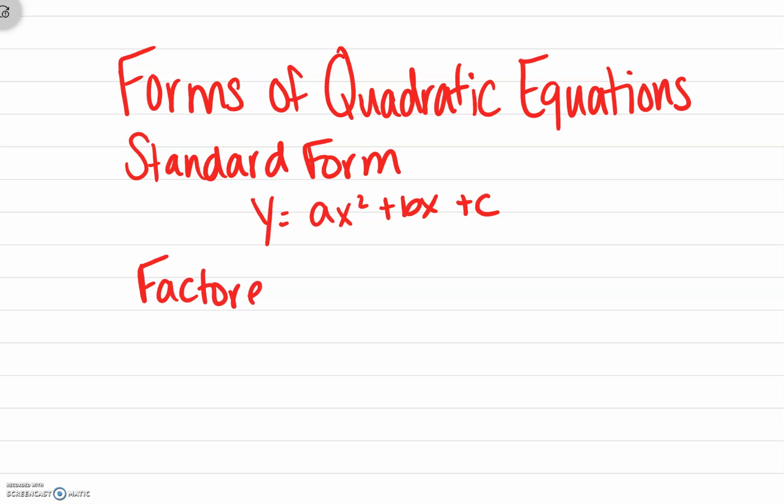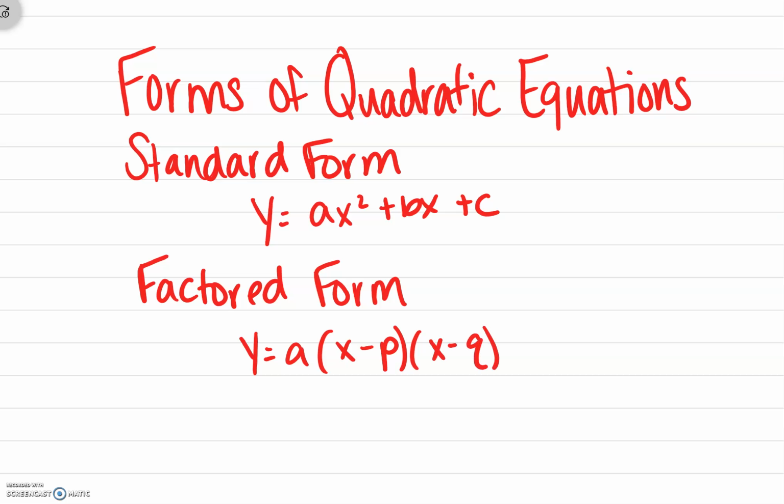Next we have factored form, and factored form is written as y equals a times the quantity of x minus p times the quantity of x minus q.